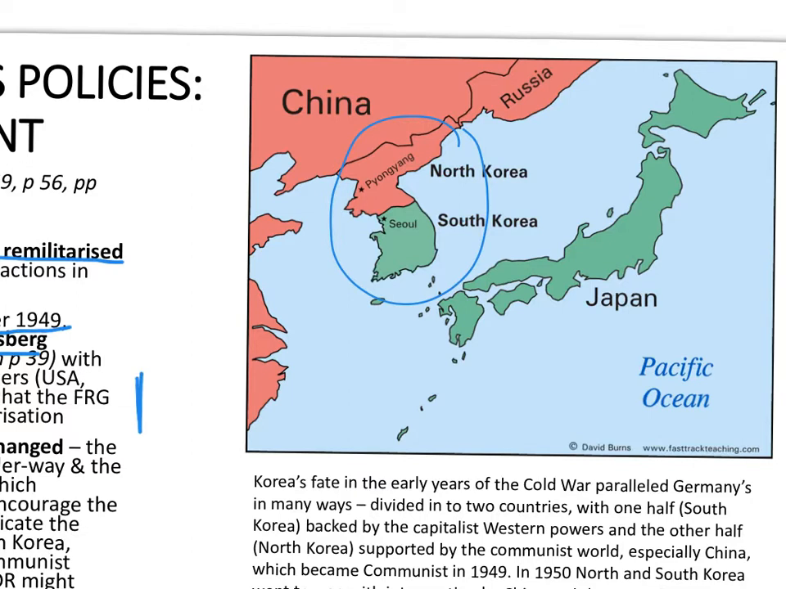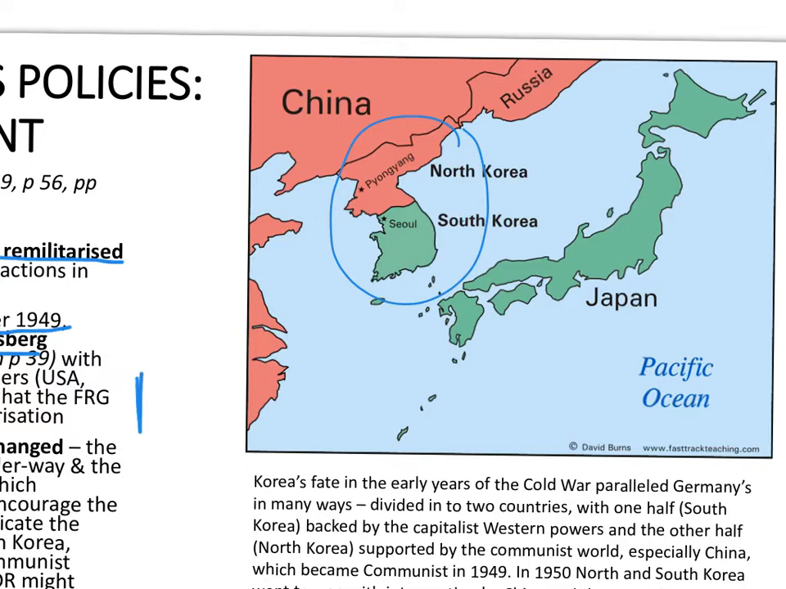And South Korea was supported by the Americans, and North Korea was supported by the Chinese. And China, in 1949, had become a communist country. So on the other side of the world, you've got a very similar situation to what has happened with Germany.